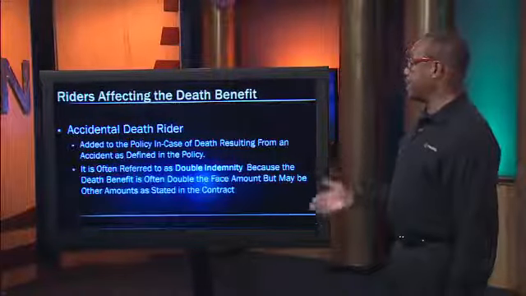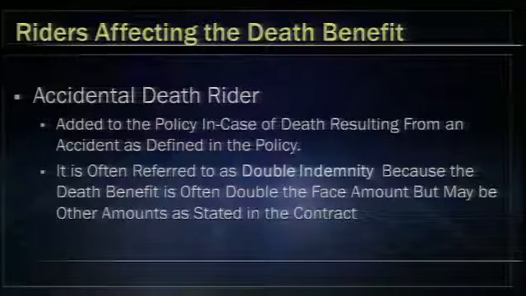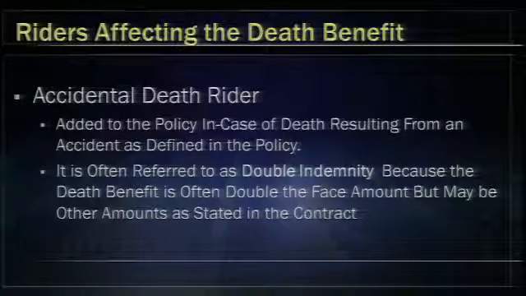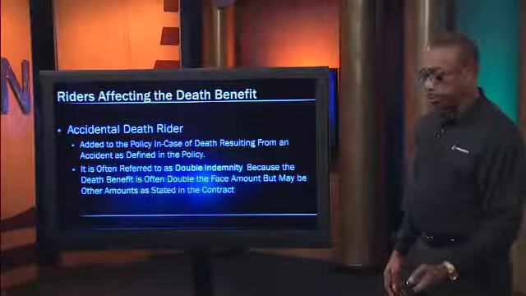Riders affecting the death benefit are accidental death rider. This is added to the policy in case of a death resulting from an accident as defined in the policy. It is often referred to as the double indemnity because the death benefit is often double the face amount, but may also be other amounts as stated in the policy contract.